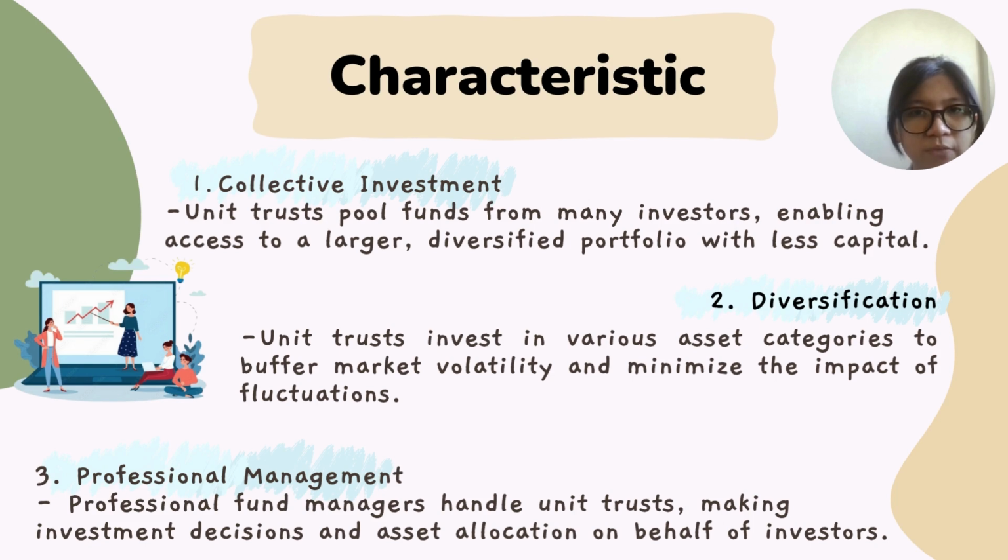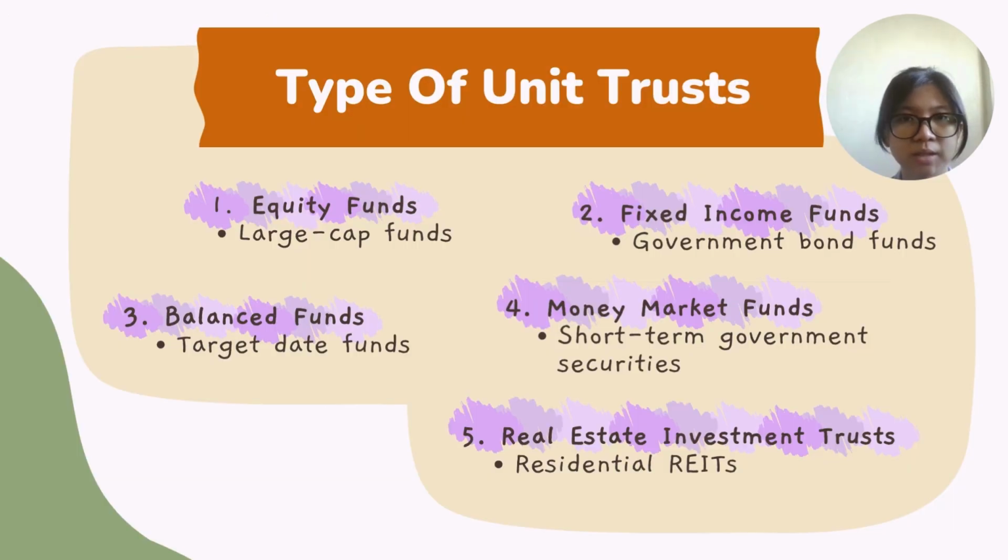The third characteristic of unit trust is professional management. Unit trusts are managed by professional fund managers that use their expertise and market analysis skill to make investment decisions and asset allocation. Here are some of the common types of unit trusts. First is equity funds. Next is fixed income funds, balance funds, money market funds, real estate investment trusts.